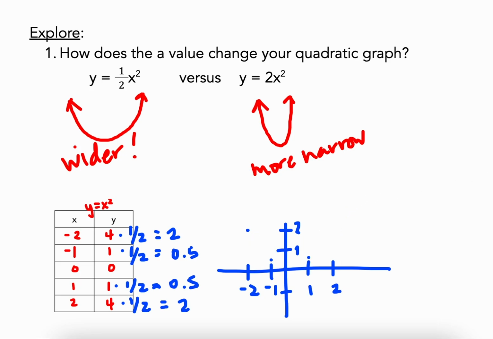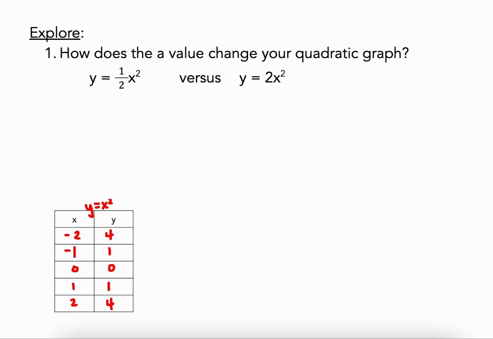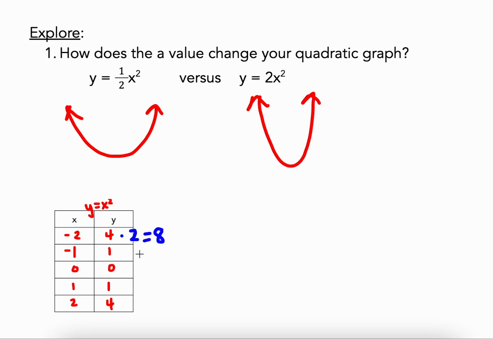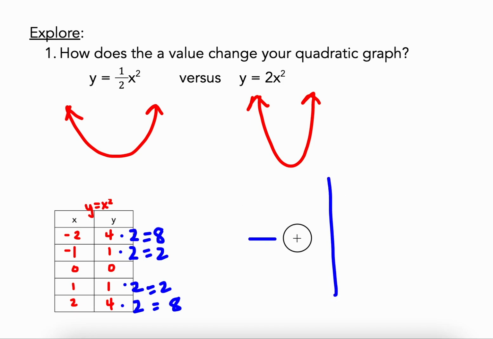Conversely, now if we were to look at, I accidentally erased this. If we were to look at multiplying by 2, we're going to take all these and multiply by 2. You're going to end up with 8, 2, still 0, 2, and 8. Okay, remember when you have higher numbers, it's going to be really narrow because it has to reach all the way up there. Okay, so we have -2.